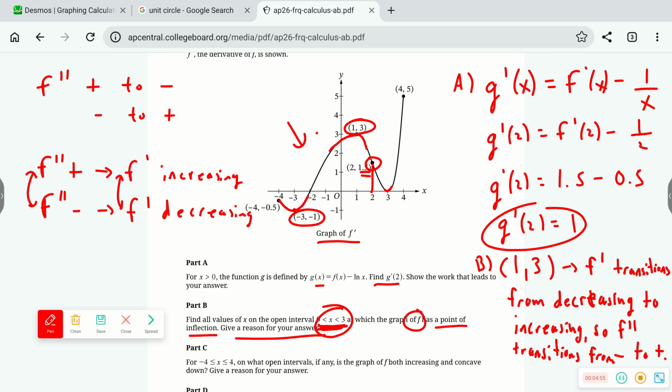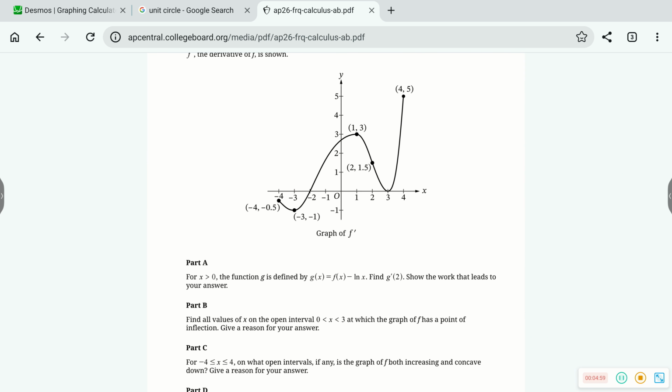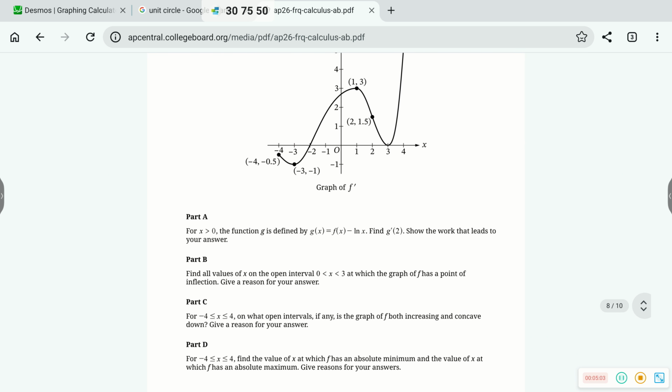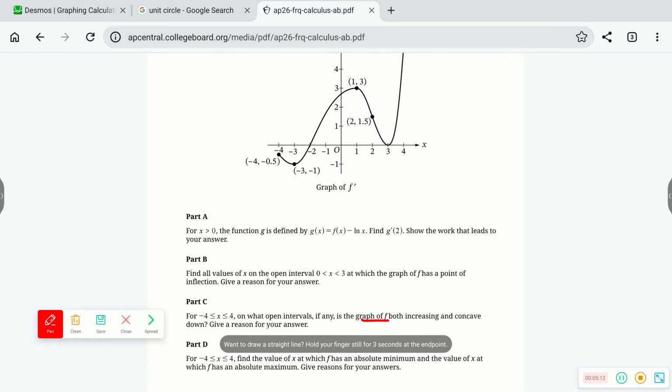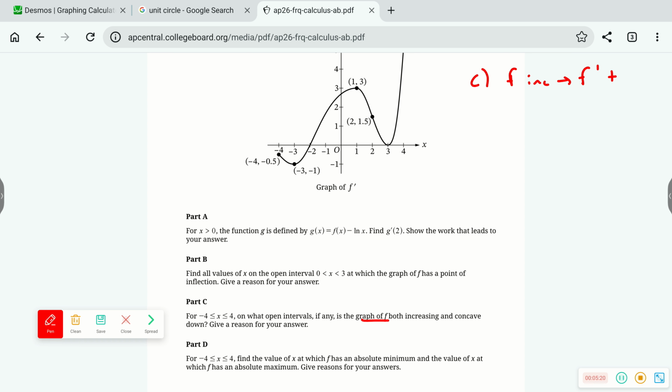Part C down here says, for -4 to 4, what open intervals, both increasing and concave up? Okay, again, this falls back on your just knowledge base. It's the graph of f, a graph that I cannot see. So f increasing, so let's write some stuff down. f increasing, that means f prime is positive. All right, that's just calculus 101.